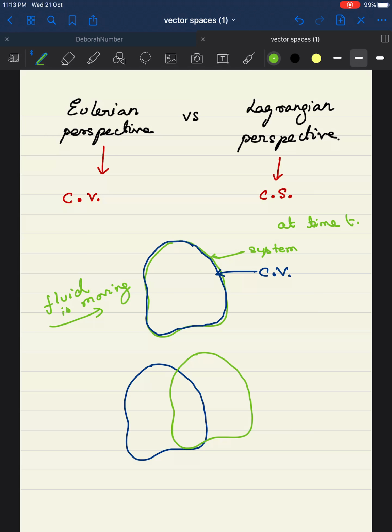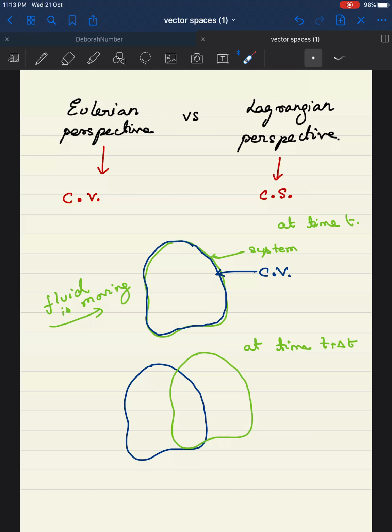So let us consider a system of fluid particles that is coincident, which means it is occupying the same region of space as our control volume at some time t, and that's what we are trying to show here, that the two are coincident with each other, the control volume and the control system. And at time t plus delta t, things have changed a little bit, and of course we are going to look at the limit of delta t tending to 0.